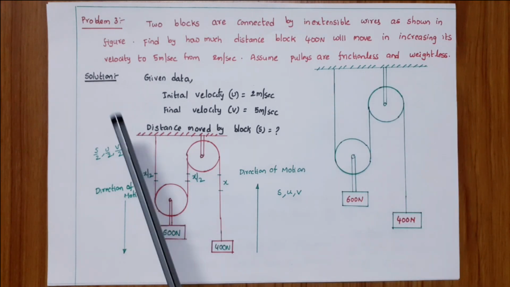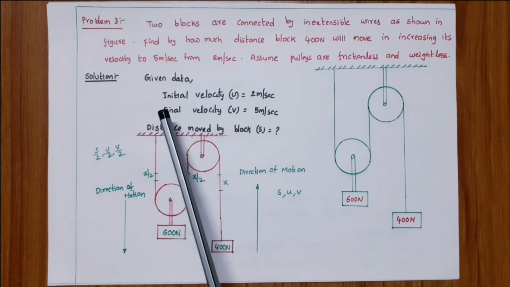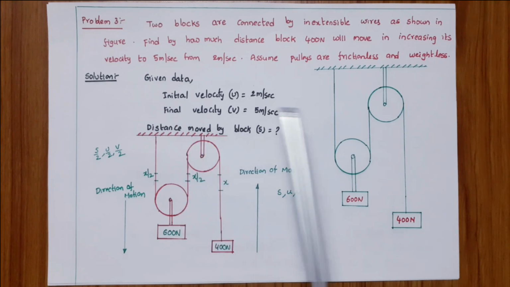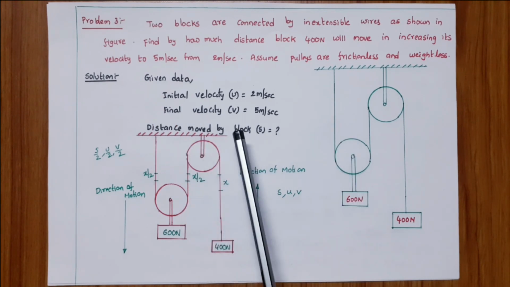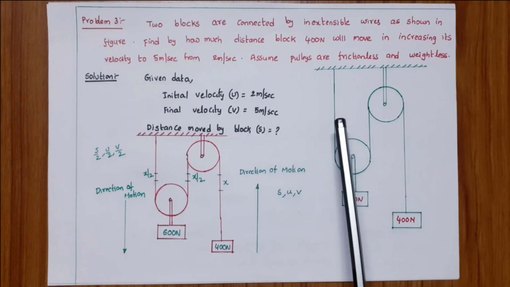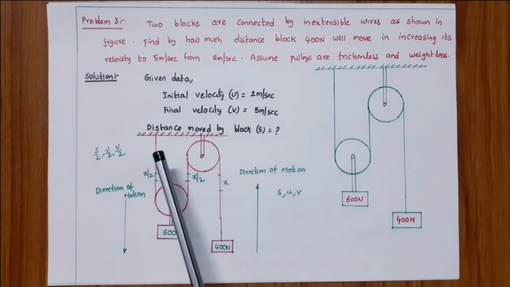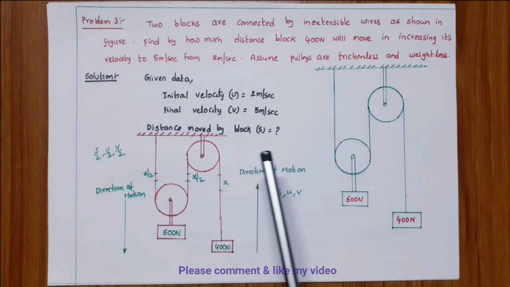Okay, so what is the given data? The initial velocity is given, u equal to 2 meter per second. The final velocity is given, v equal to 5 meter per second. And finally we have to calculate the distance moved by the block, s.